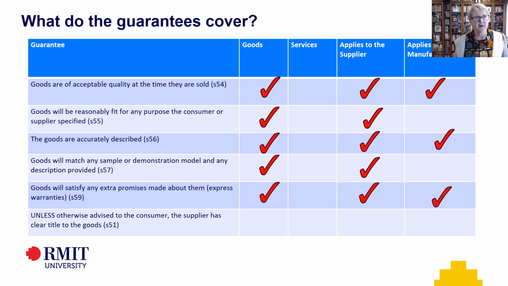Next, goods will satisfy any extra promises made about them. Express warranties, section 59. Again, this is given by both the supplier and the manufacturer. This guarantee doesn't apply if the consumer bought the goods at auction though. Some examples, second-hand farming equipment wasn't fit for the purpose for which it had been acquired when, because of a number of defects, it soon became unworkable, which is contrary to what a reasonable purchaser would have expected in the circumstances. Zavella and Geiger, G-E-I-G-E-R.